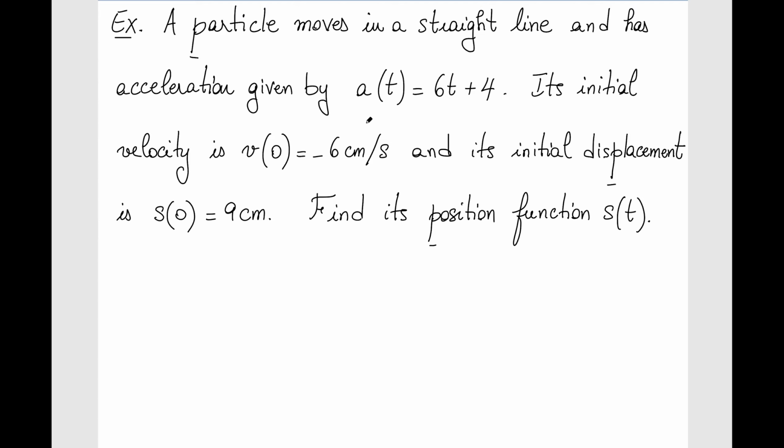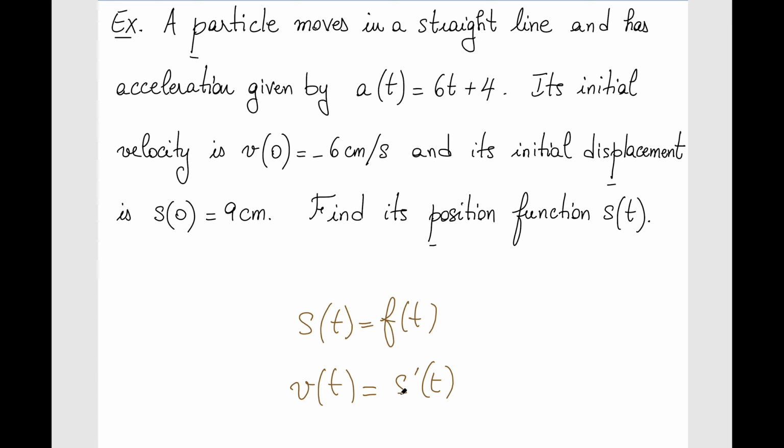So remember, if an object has position function s equals f of t, if s of t is the position function of a certain object or a particle, then we know that v of t, the velocity function, is s prime of t. So the derivative of the position function is the velocity function. Or in other words, the position function is an antiderivative of the velocity function. Make sense?